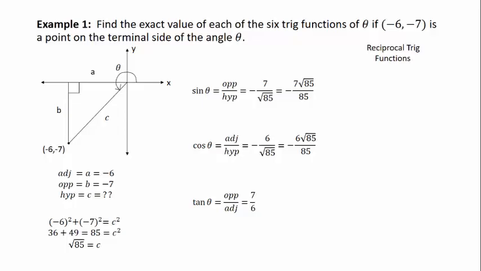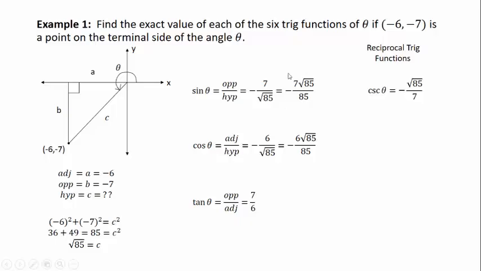Next, let's find the reciprocal trig functions. So remember, the reciprocal trig function of sine of theta is cosecant of theta. So all we need to do is look at sine of theta, and what I want to do is use the non-rationalized version of sine of theta. The reason why is because we know we're going to have to take the reciprocal. So when I take the reciprocal, that radical 85 ends up on top, and then I'm done.